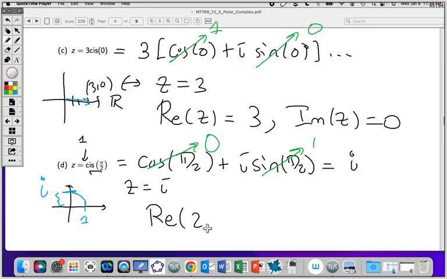What's the real part of i? Nothing, because it's pure imaginary. What's the imaginary part of i? 1. Okay.